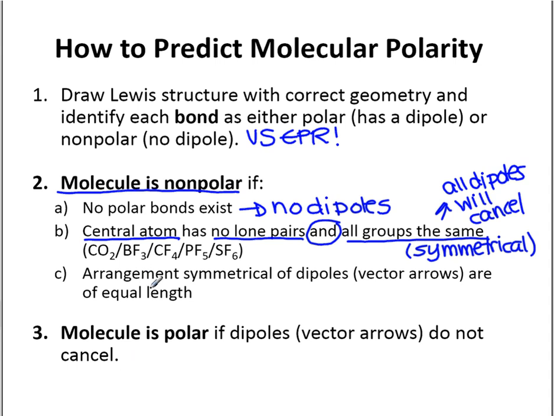Last case, what if there are dipoles? They're all symmetrical, but you might have different atoms around them, but if they end up being the same length, that can cancel. That's a very rare occurrence, but still possible. Now, if you've gone through step number 2 and gone through A, B, and C, and you don't meet any of those criteria, chances are you've got a polar molecule because you've got some dipoles left over and they don't cancel out. And essentially what this is going to mean is you have a non-symmetrical molecule.